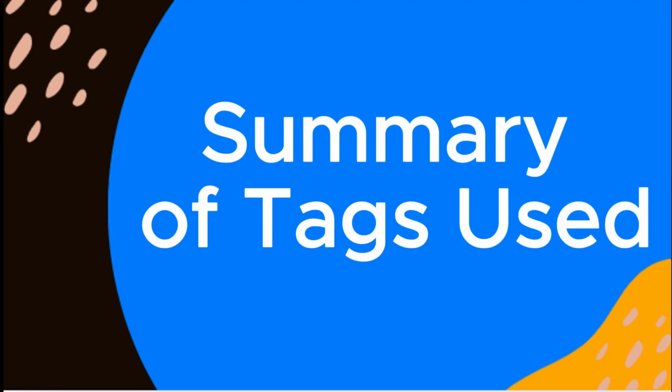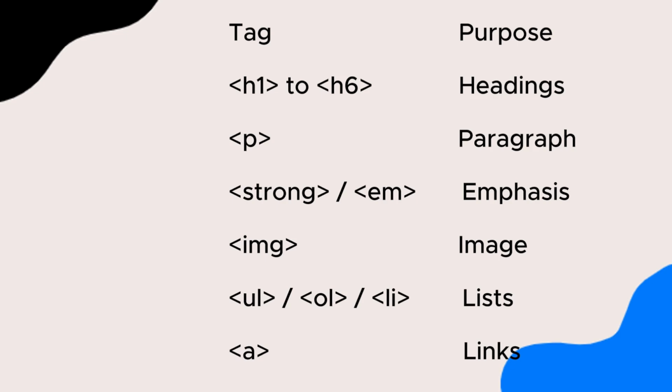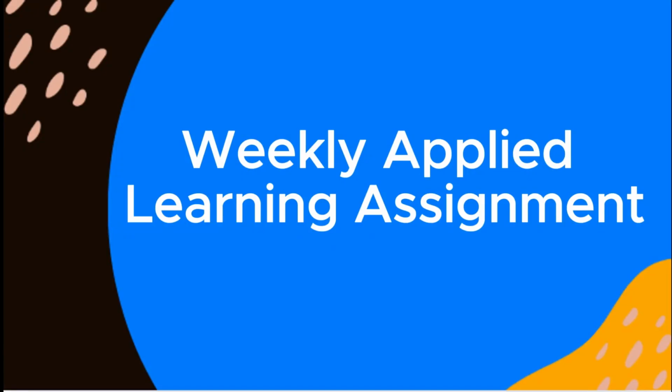Summary of tags used. As you can see from the table on the screen, I have my tag and then I have my purpose. H1 to H6 represents headings, P represents paragraph, strong and EM represents emphasis, then img represents image, ul/ol/li represent list, then the a tag represents links.